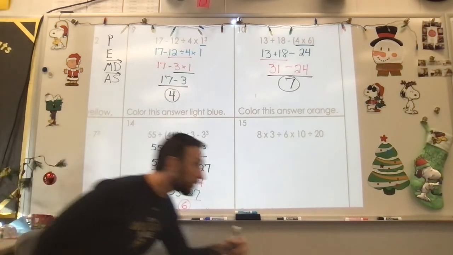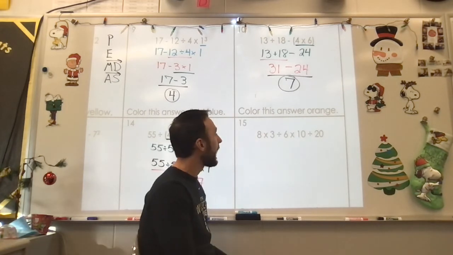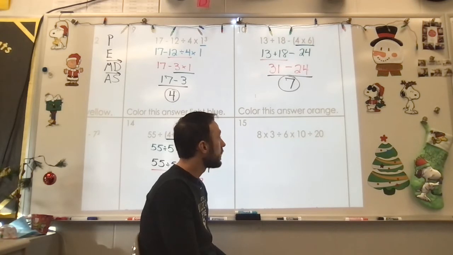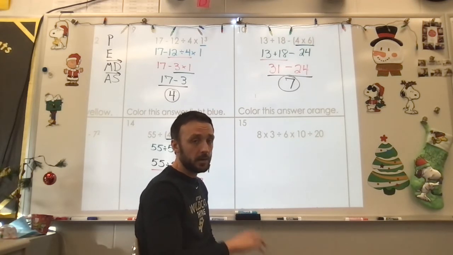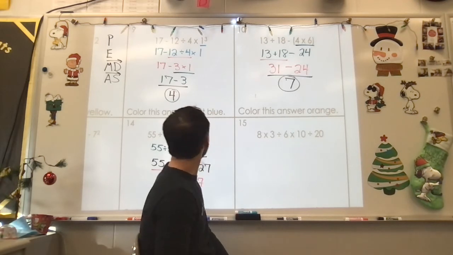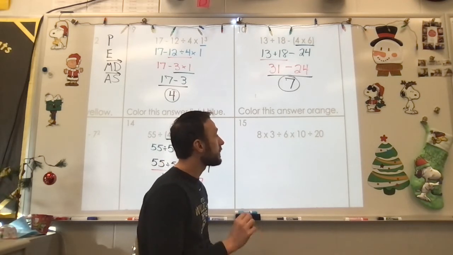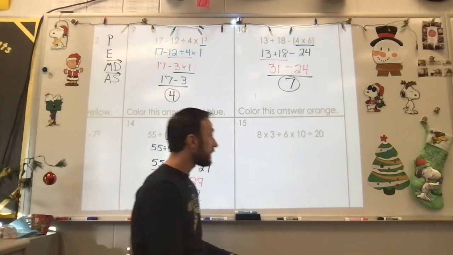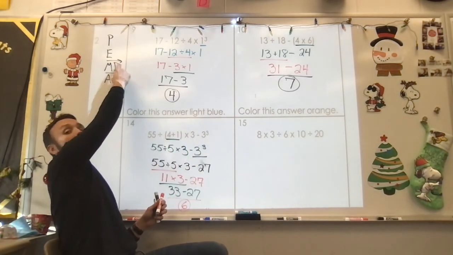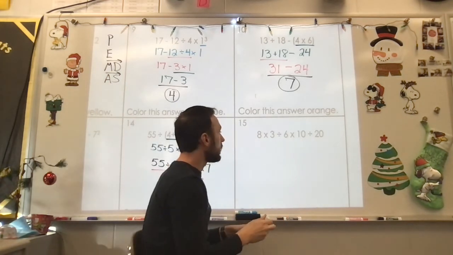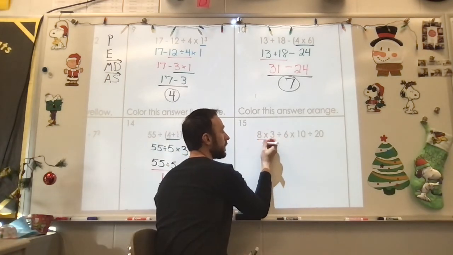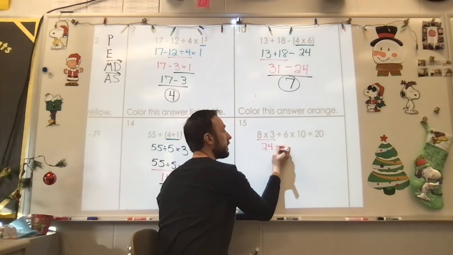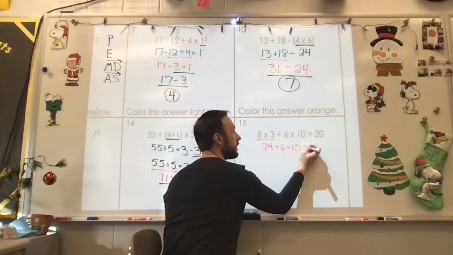Let's do one more problem together and we'll call it quits. The next one says 8 times 3 divided by 6 times 10 divided by 20. So all multiplication signs and all division signs. I don't have any adding, subtracting. I don't have any exponents. I don't have any parentheses. So that means I am simply going to work this problem from left to right. That's all I have to do, because I do all my multiplication and division from left to right. So 8 times 3 is 24, divided by 6 times 10 divided by 20.